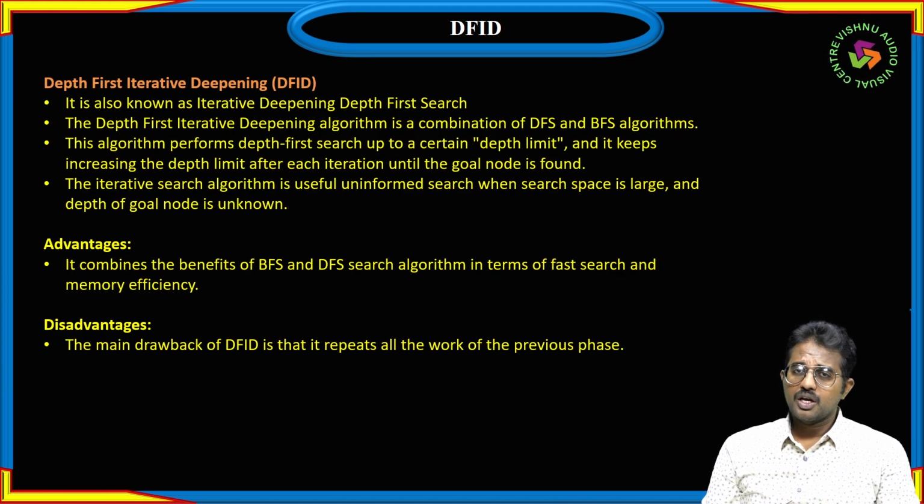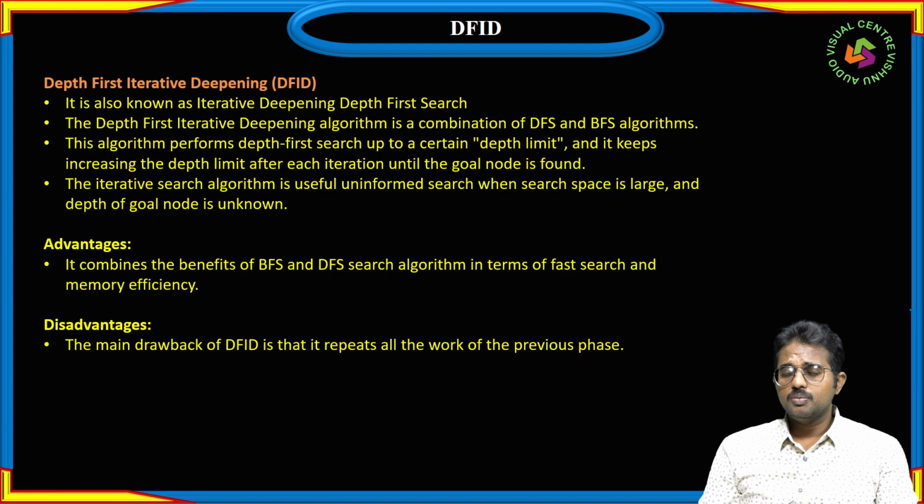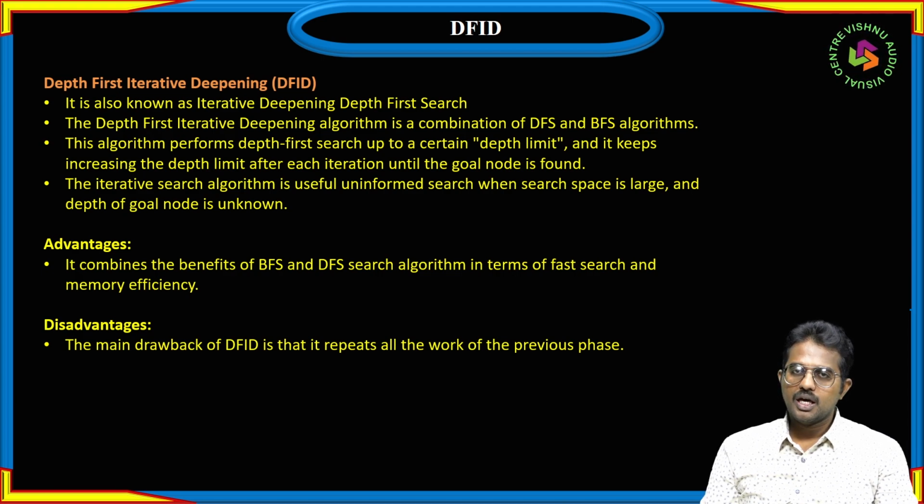If any goal node is present beyond the depth limit, that algorithm is not going to find that solution. That's why the DFID algorithm works with the depth limit as follows: initially it takes the depth limit as 0. After taking the depth limit as 0, it applies DFS on the graph it is given.